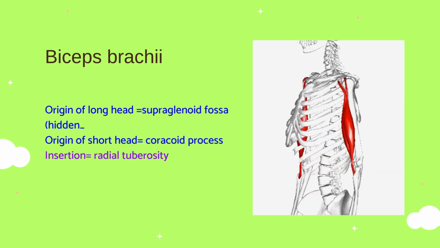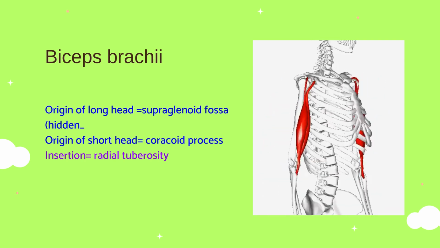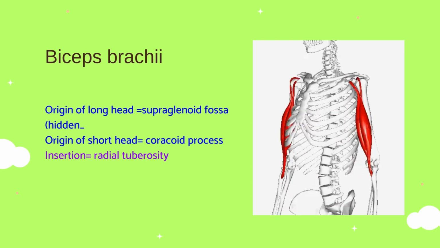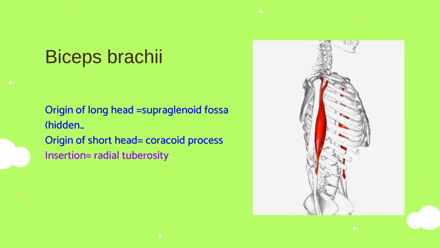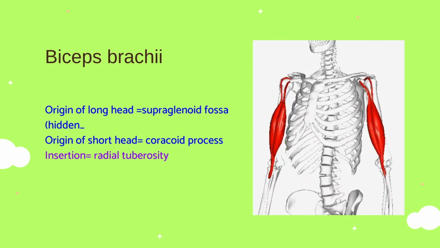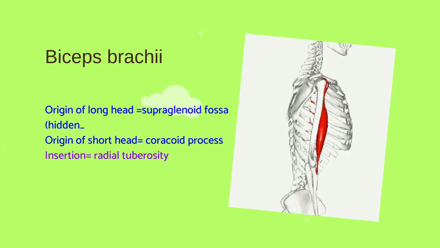The biceps brachii inserts onto the proximal radius bone of the forearm. Specifically, the tendon of the biceps brachii inserts onto the radial tuberosity, a bony prominence on the medial side of the radius bone near the elbow joint.